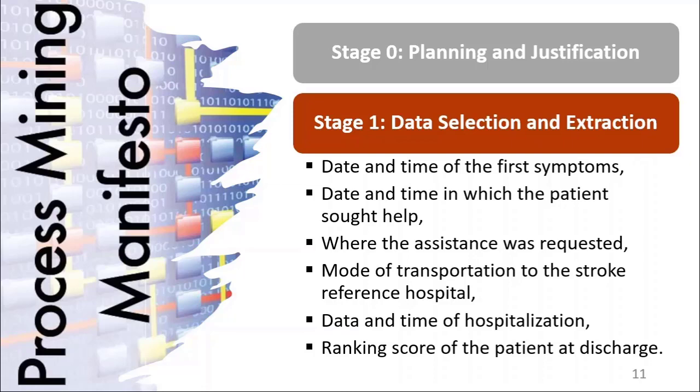The dataset variables analyzed in Stage 1 were date and time of the first symptoms, date and time in which the patient sought help, where the assistance was requested, mode of transport to the stroke reference hospital, date and time of hospitalization, and the Rankin score of the patient at discharge.